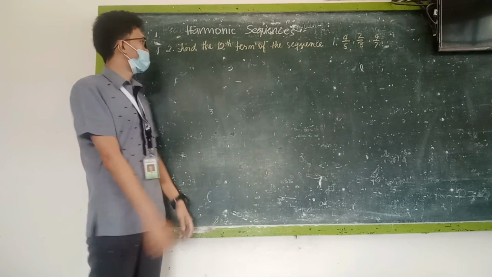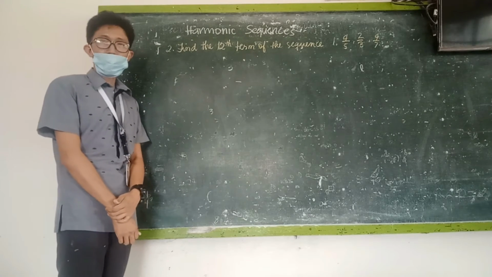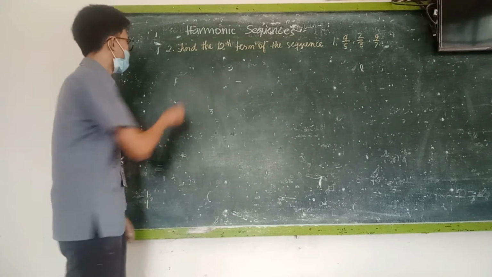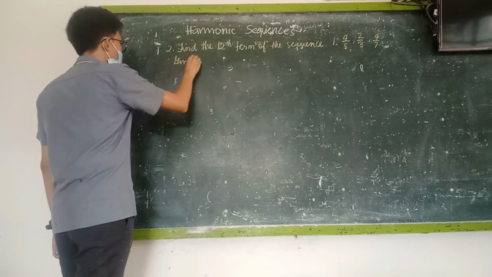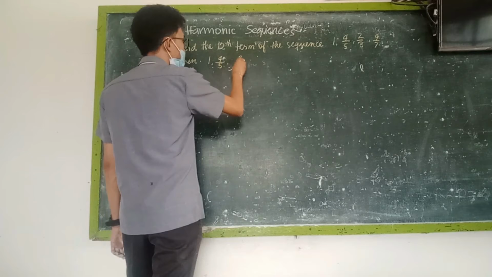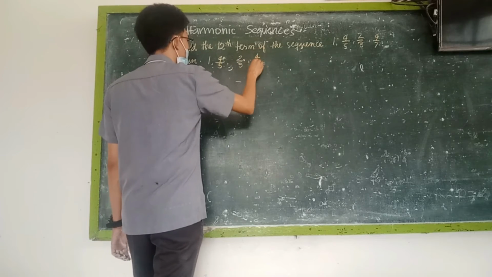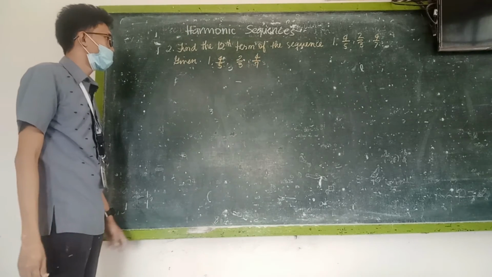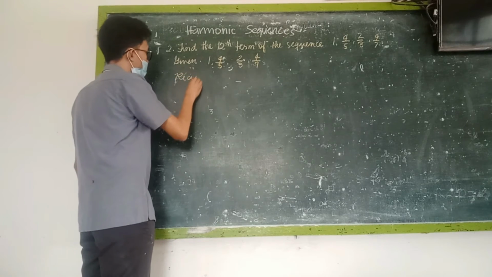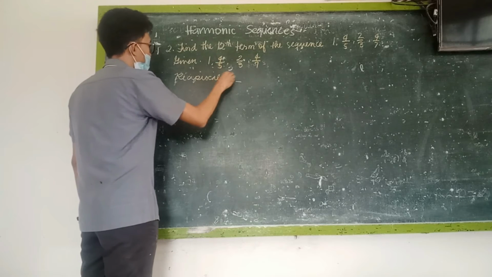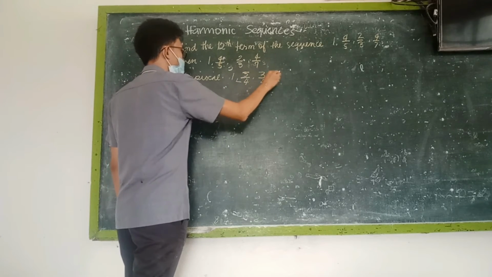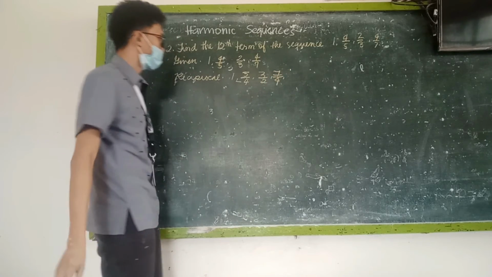So we have example number 2. Find the 12th term of the sequence 1, 4 over 5, 2 over 3, 4 over 7, and so on. So, ang given natin dito is 1, 4 over 5, 2 over 3, 4 over 7. So kapag i-reciprocate natin siya, we have 1, 5 over 4, 3 over 2, 7 over 4, and so on, so forth tayo.